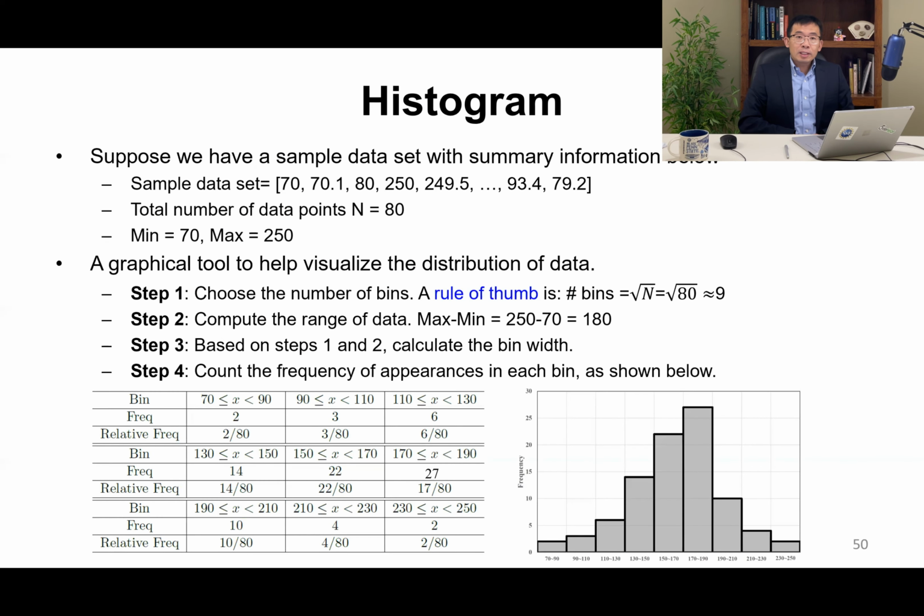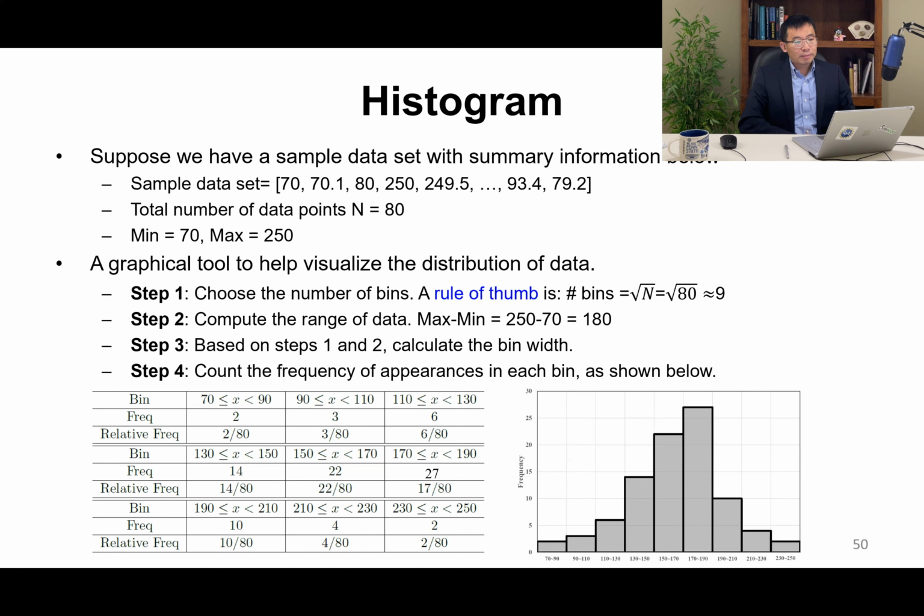Now let's have a look at how to visualize the data using histogram, box plot, and normal probability plotting. So histogram is a graphical tool to help us visualize the distribution of data. Suppose we have a sample data set with summary information below.